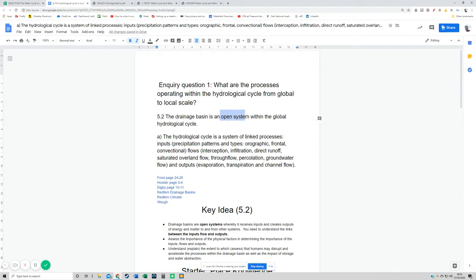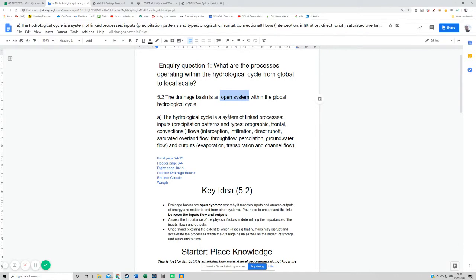If you remember, we've discussed the differences between an open and closed system. An open system means matter can transfer in and out, unlike a closed system. In this case, we're really talking about water. So we've got a set of linked processes. We've got to understand the hydrological cycle is a system of inputs, flows, and outputs.